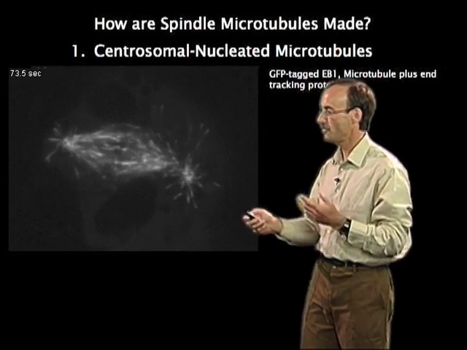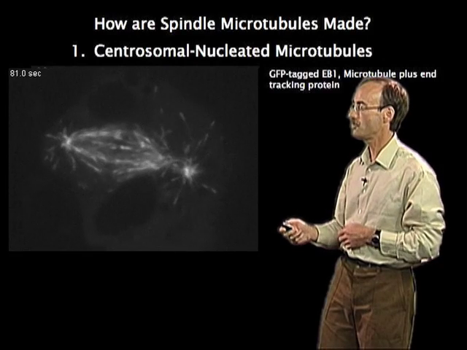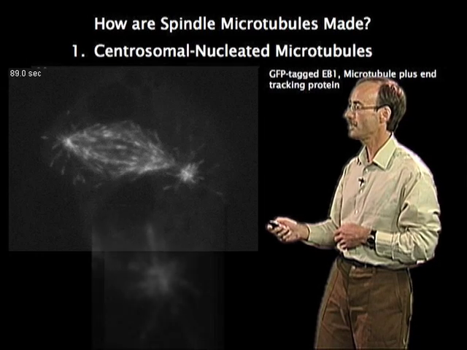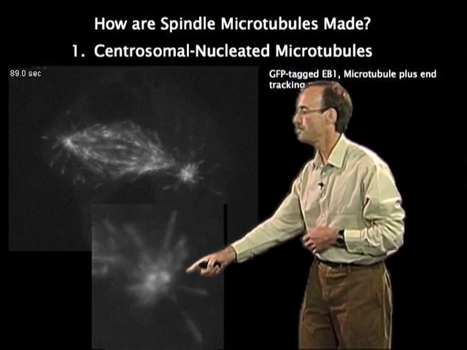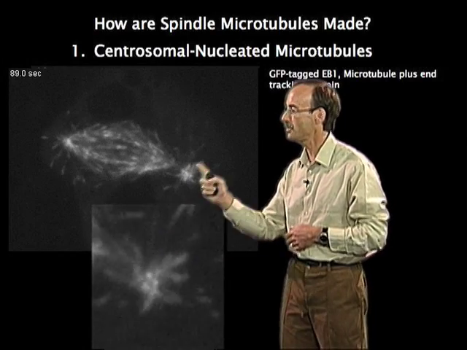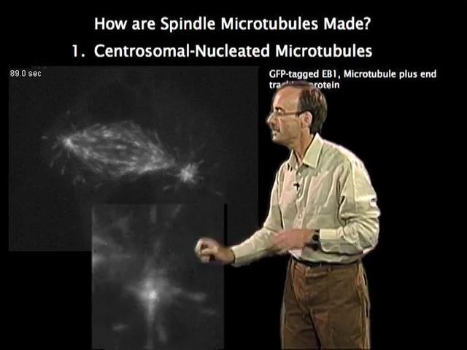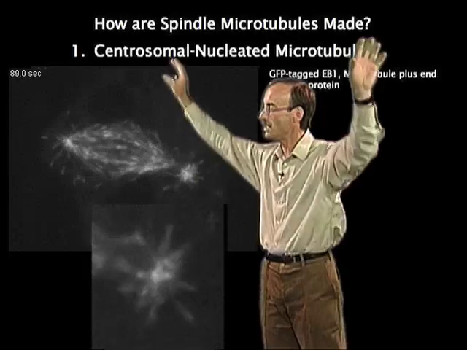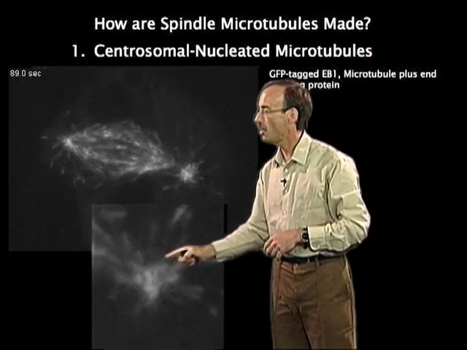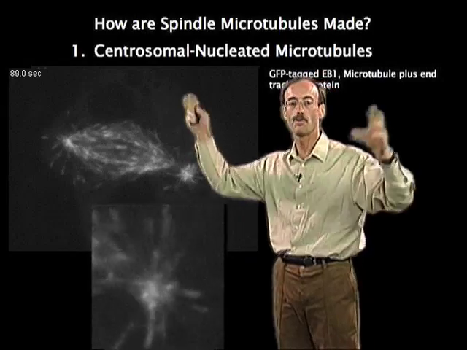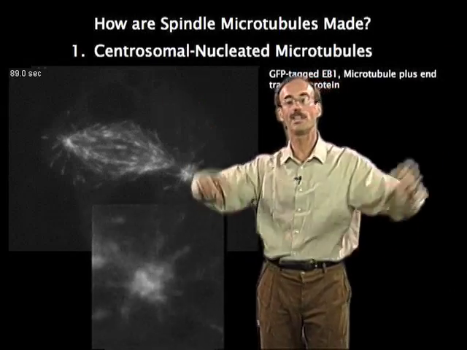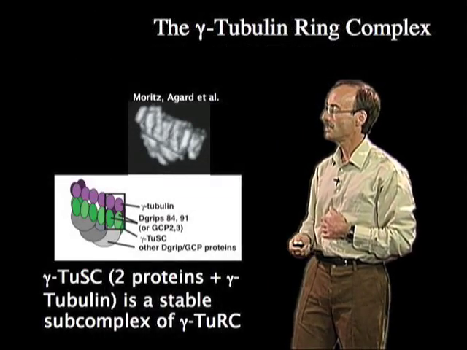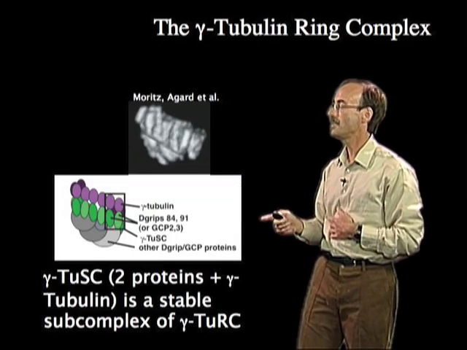And this is a very good method for following new microtubule nucleation. So here, if we look more carefully in this blow-up, we can see the centrosome over here. And you can see these little comets of EB1-GFP emanating out of the central area. All of these little comets that you see growing are new microtubules that are nucleating, extending out, and trying to reach chromosomes.